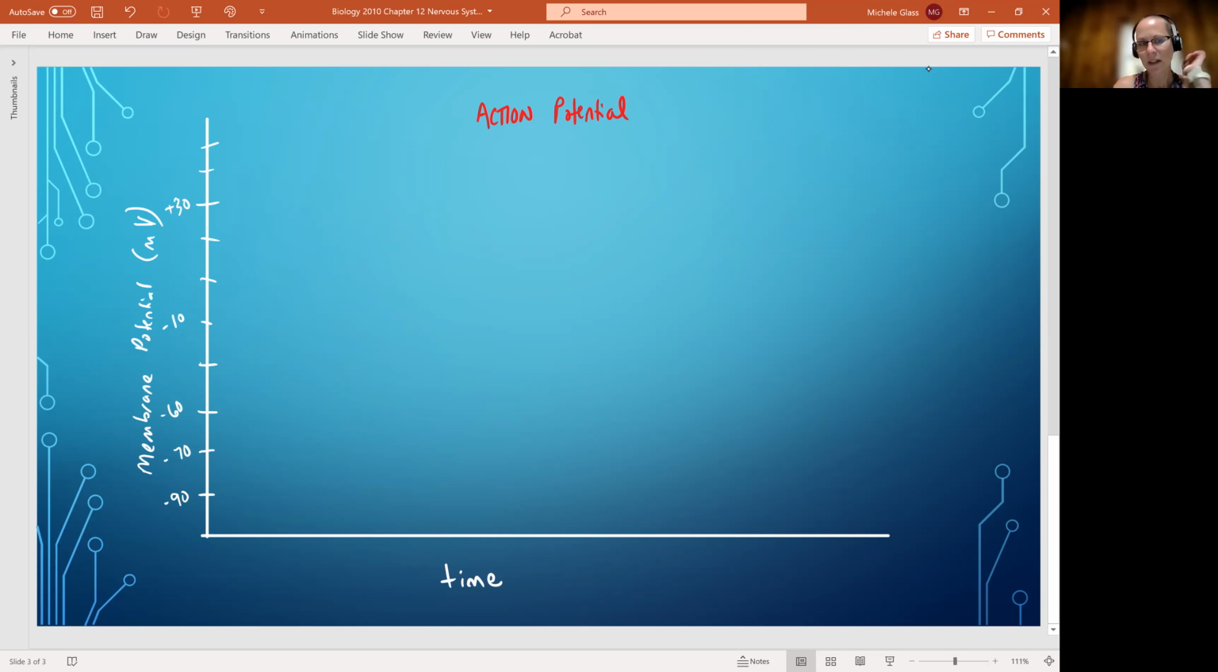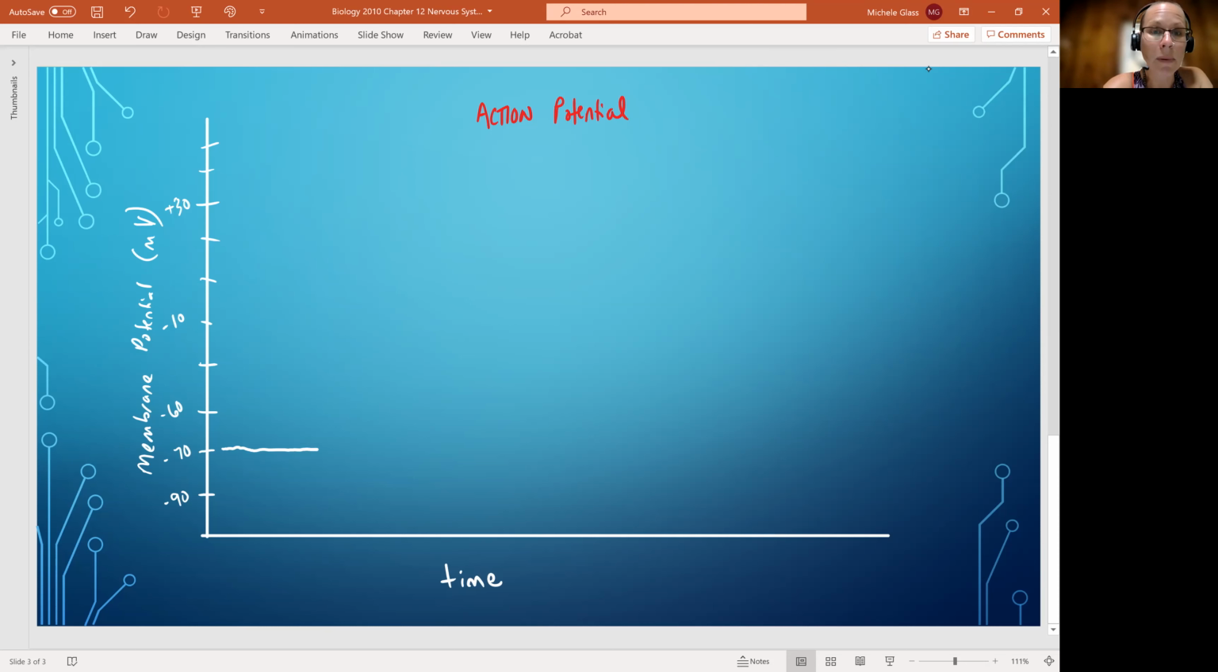And so let's start out with our cell at resting membrane potential. Resting membrane potential, remember, is negative 70. So I'm going to find my negative 70 on my graph and I'm going to just draw a horizontal line. And then I'm going to stimulate my neurons. So I'm going to get some kind of stimulus. We're going to end up with that release of acetylcholine.